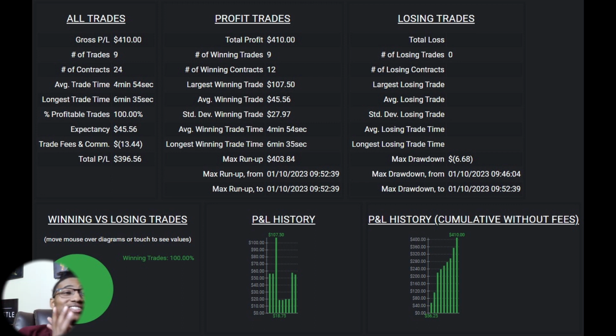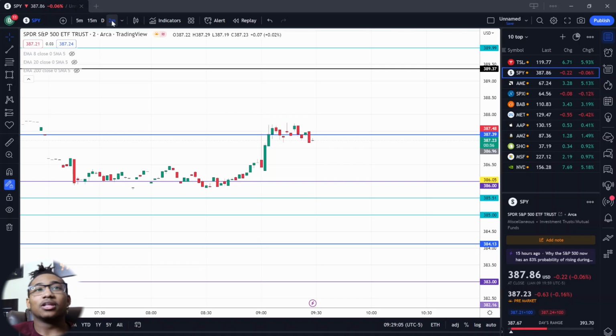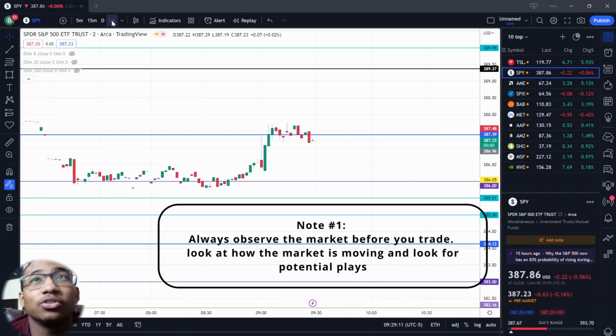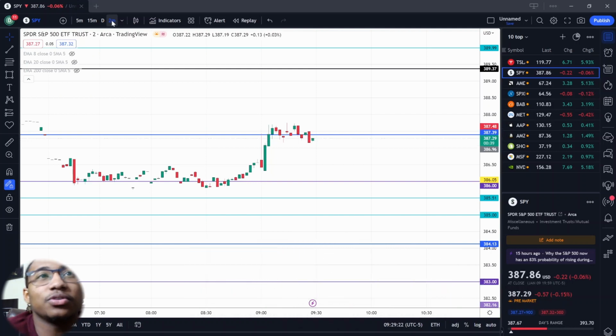Alright guys, so look, today I made $410 off my trades, and we're gonna go straight into it and see how I did it, and we're gonna break it down. So first thing is looking at the overall charts. Looking at the overall charts, we see that the market could go up to 389.37, how I marked up, or 389, or it could fall down to 386. So those are the two areas I have right now.